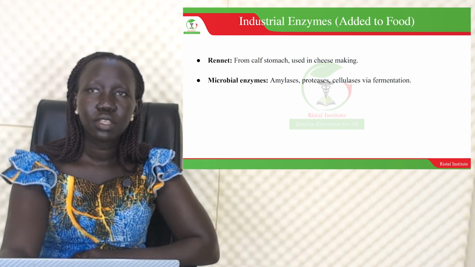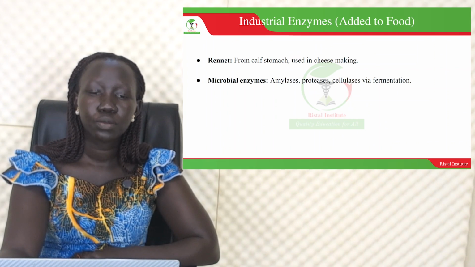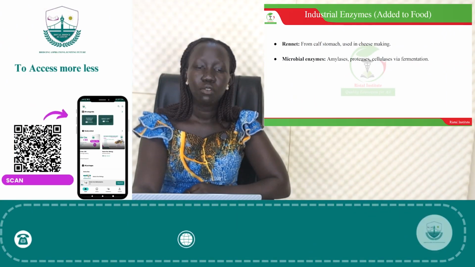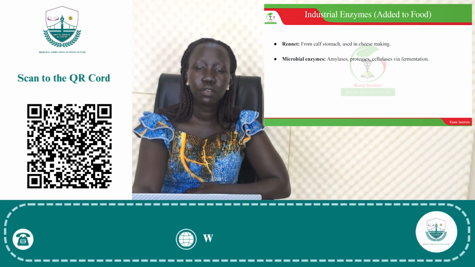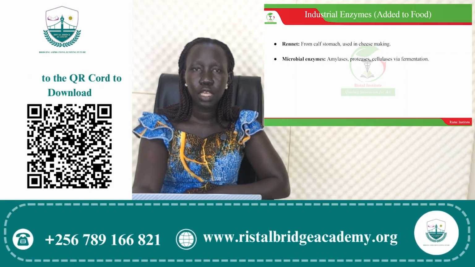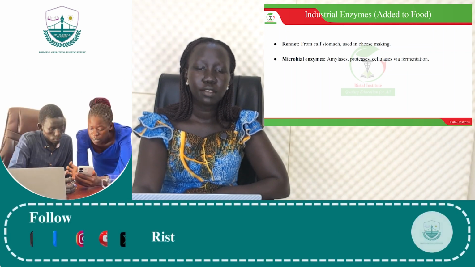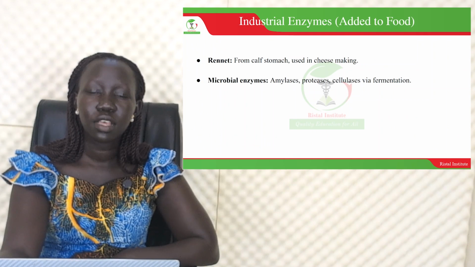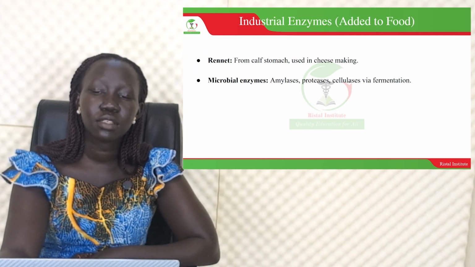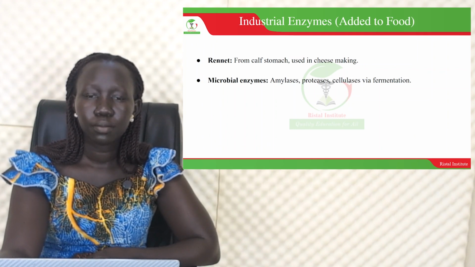Industrial enzymes are enzymes that are added to food. One of them is rennet. It is obtained from the stomach of a calf, and it's used in cheese making. Microbial enzymes, such as amylases, proteases, and cellulases, are also important, especially during processes such as fermentation.